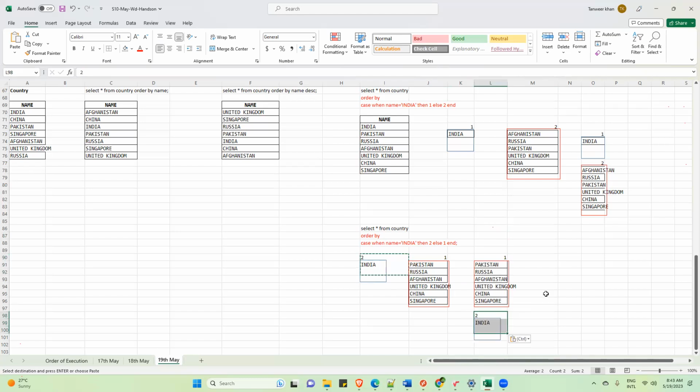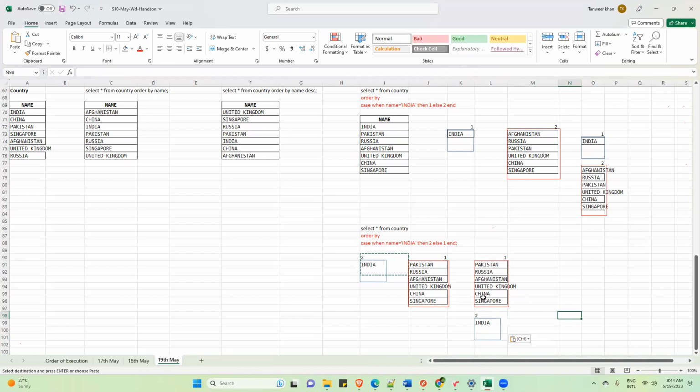Now, within bucket number one, the data can be in any order. Maybe Pakistan will come on the top, maybe Russia, maybe Afghanistan, maybe United Kingdom, any order. I'm not talking about the data. But one thing is damn sure. India will be at the last because it is in bucket number two. You're sorting in ascending order, so India will be at the last. Is this clear?